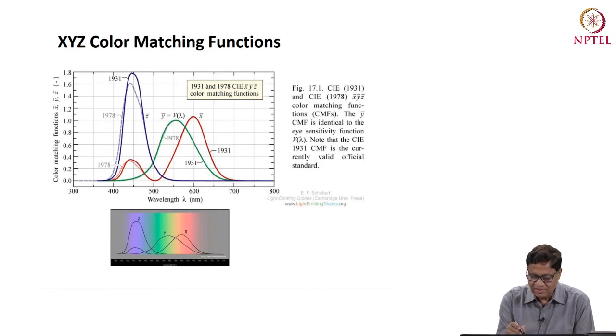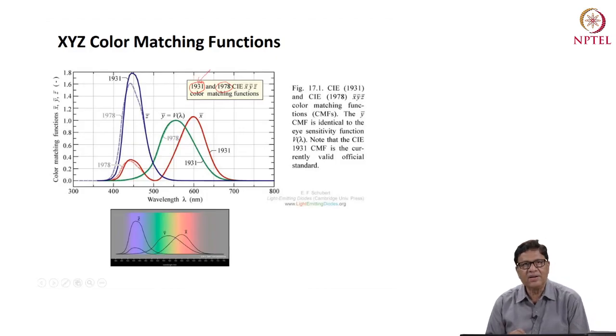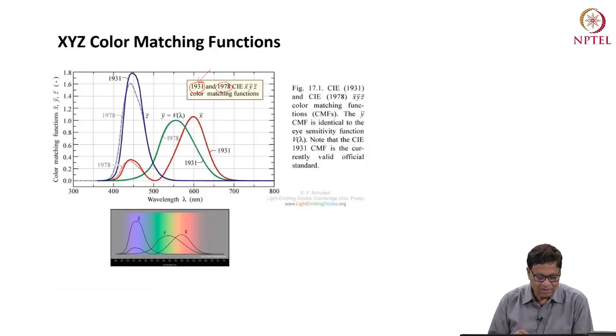There are two standards, 1931 and 1978. 1931 is adopted in most places and is quite accurate. But here for comparison, both the standards have been given, though more or less they overlap. So these are the X, Y and Z functions, which I call color matching functions. They are represented here, and on the x axis you have the wavelength.